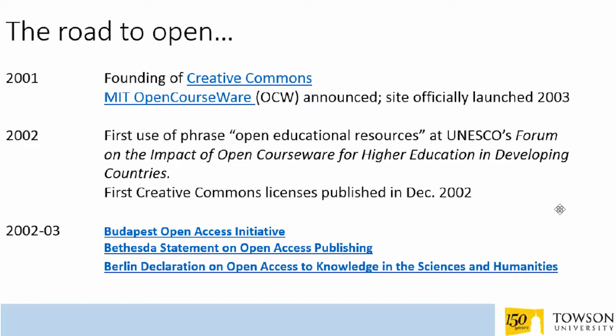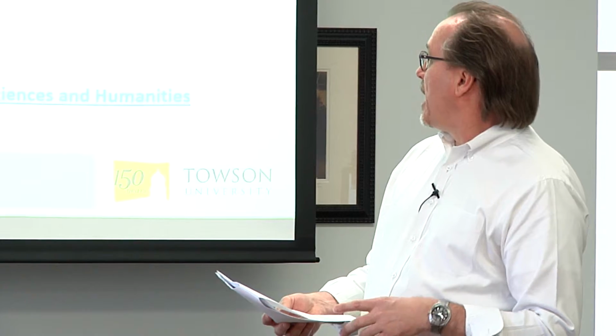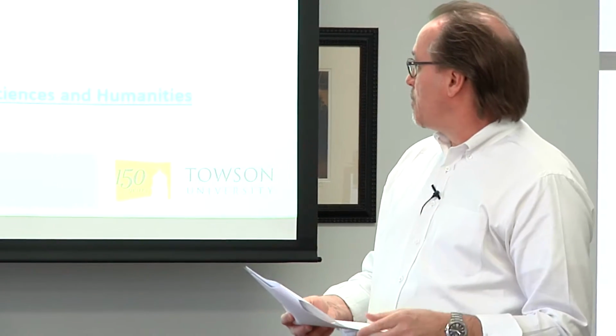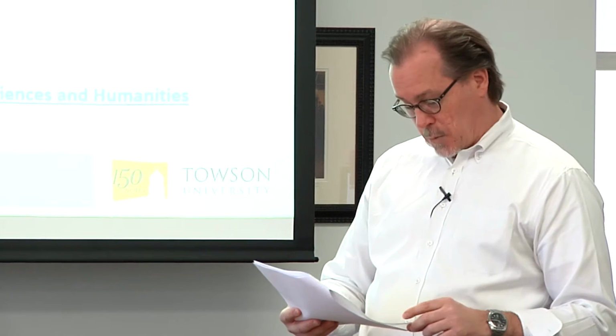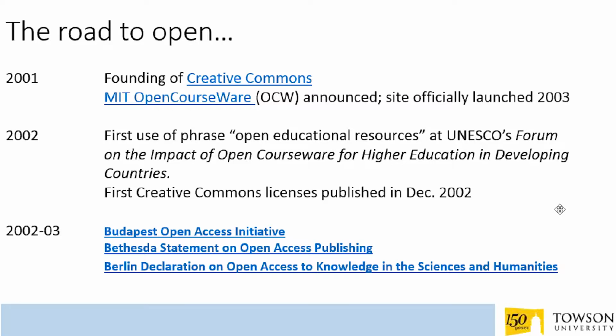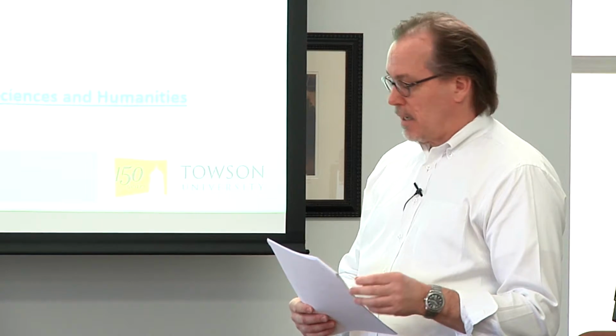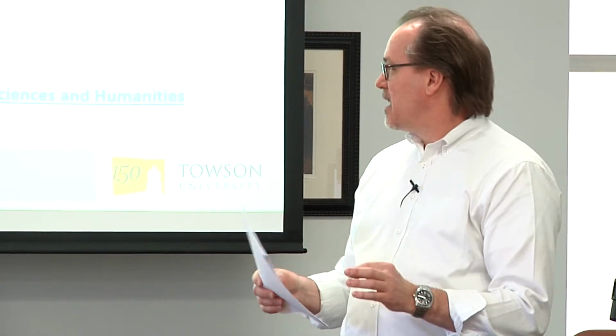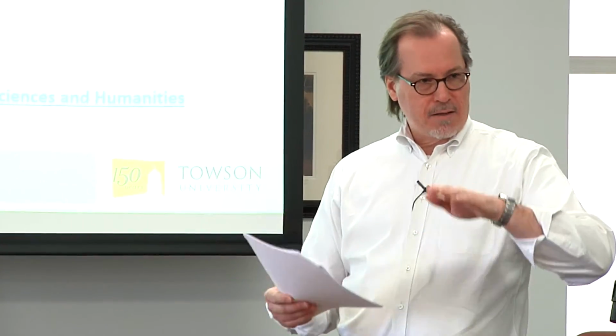And then in 2002, we have the first use of the phrase open educational resources at the UNESCO Forum on the Impact of Open Courseware, and we have Creative Commons licenses published after the founding. Licenses became available in December 2002. And then at the bottom of the slide here, I just have some of the official declarations. This is often referred to as the BBB definition of open access. I'm including it here, hopefully not to confuse you, because again, we want to keep open access and OERs distinct, but just to sort of get a sense of the parallel development of these concepts during this time period.